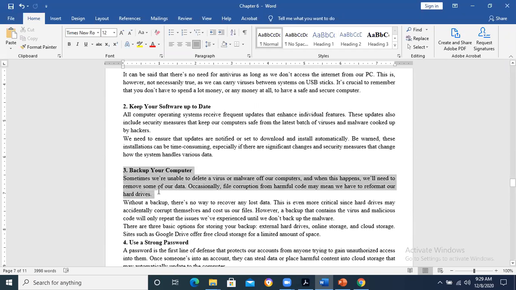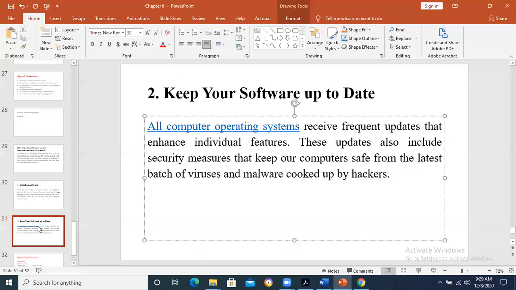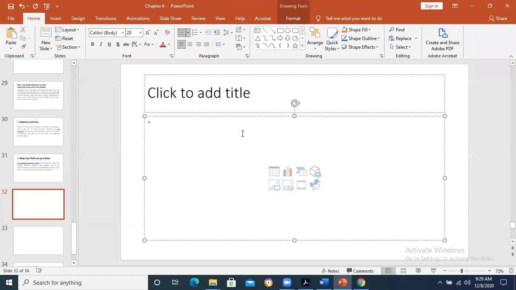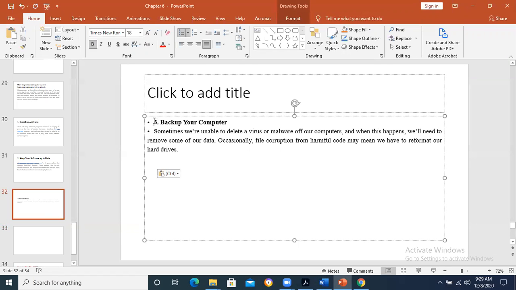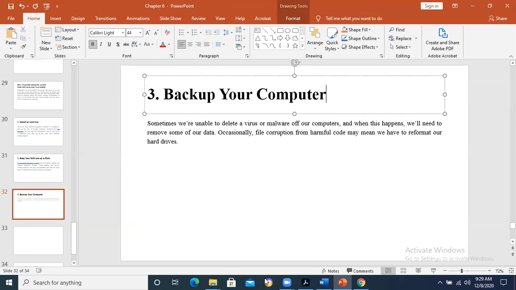Now the third important thing is basically how you are going to protect your computer system. The next important point is basically about backing up your computer system. What does it mean, backup? Can anyone define this term? Have you ever heard this term? Can anyone raise a hand and give some idea about backup? What is meant by backup?